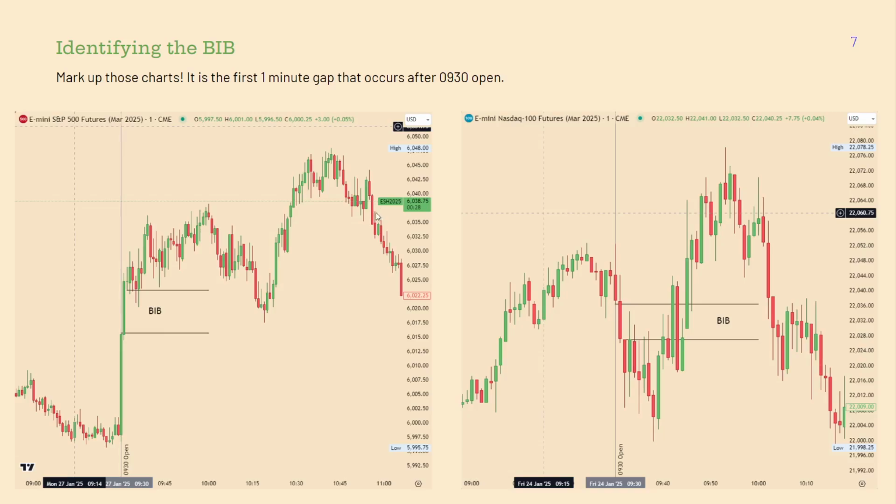Another example of a breach on the NASDAQ on some bearish order flow would be after the 9:30 open. You have your marks from the low of the candle before the gap and the high of the candle right after the formation of that gap.